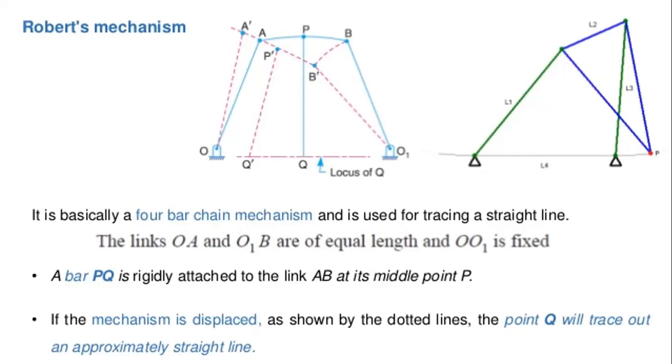And if the mechanism is displaced as shown by the dotted lines, the point Q will trace down an approximately straight line. So that is, the point Q forms a straight line which is parallel to O1. So these dotted lines are of displaced figures.